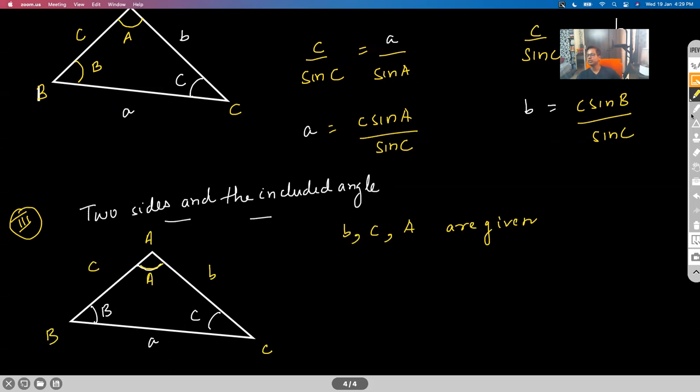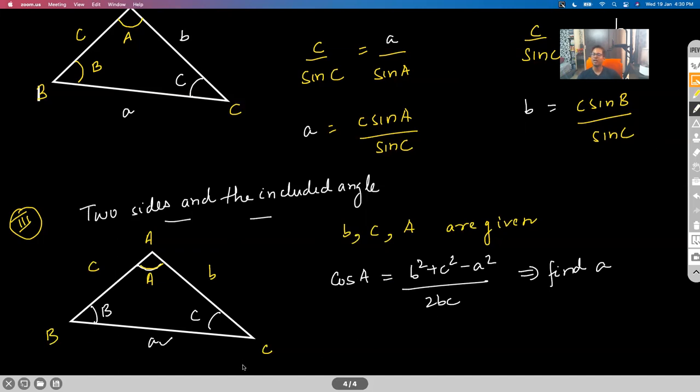Okay, so Shraddhuli has an idea. She's saying that you can use the cosine law to get your small a. Okay, so we know A, so we know cos A. Cos A is (b² + c² − a²)/2bc. So from here you find out your small a. Okay, so this now will be known to you.